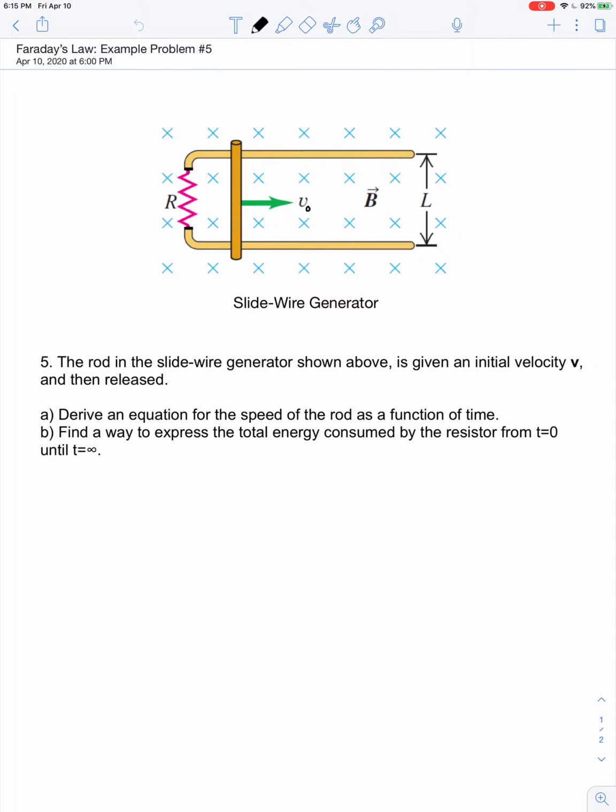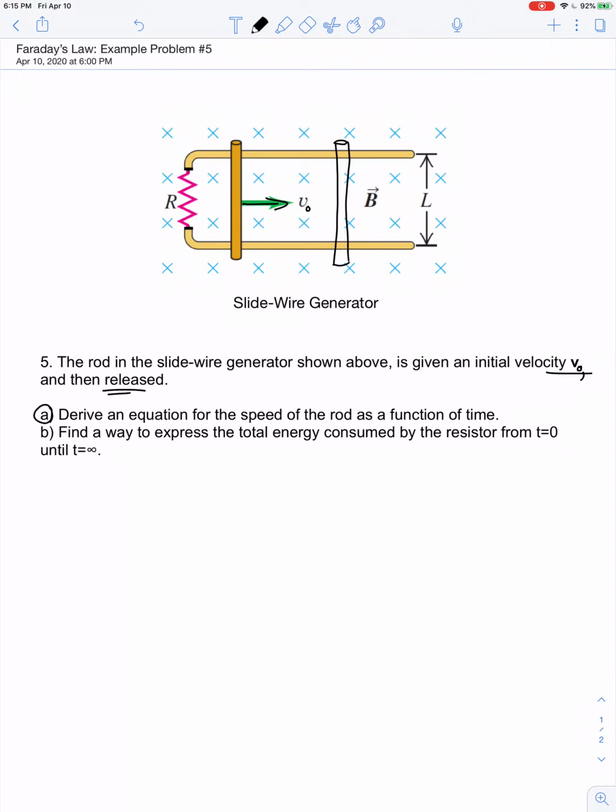Here's yet another example of applying Faraday's law of electromagnetic induction, and it refers to the slide wire generator. So let's answer question A. First of all, we're told the rod is given an initial velocity, we'll say V naught, and then from there it's just released. So something like a flick or an impulse sets the rod in motion, and at some point later in time, the rod reaches this point.